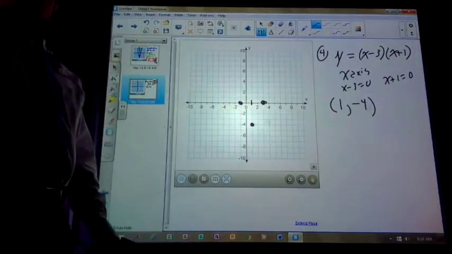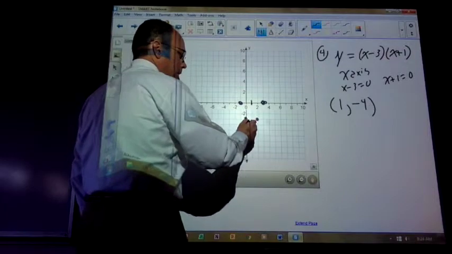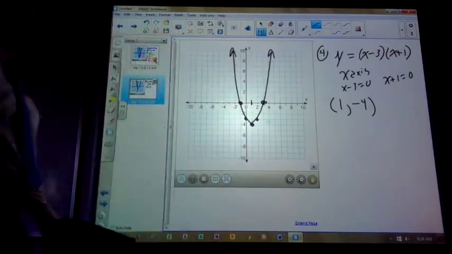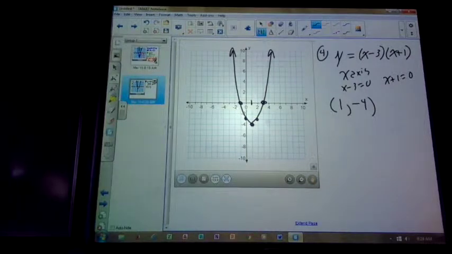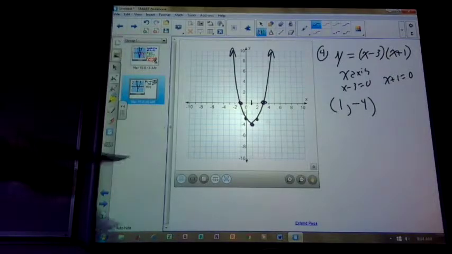This would grow at a rate of 1 to 1, so I can go right 1, up 1, left 1, up 1, to get that. Does that make sense? So our axis of symmetry is x equals 1. Our vertex is 1, -4. And our y-intercept looks like, where's that y-intercept? 0, -3. Right? Sweet. All right.